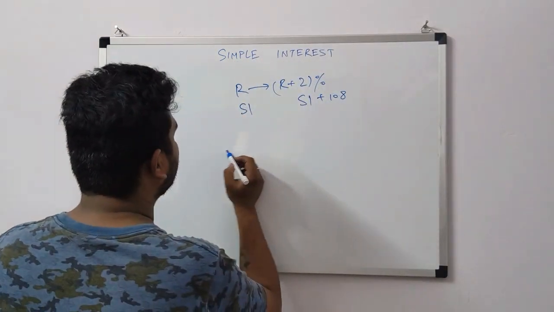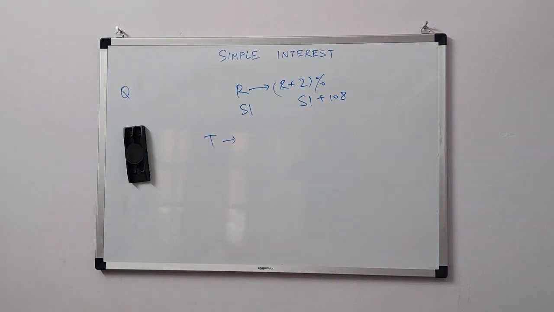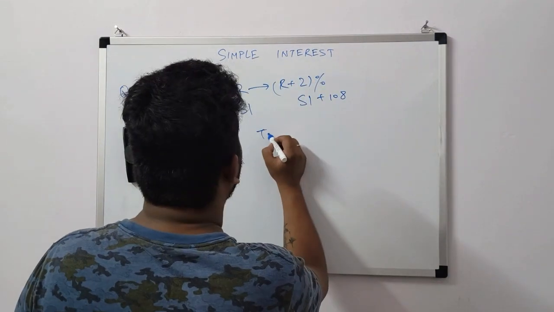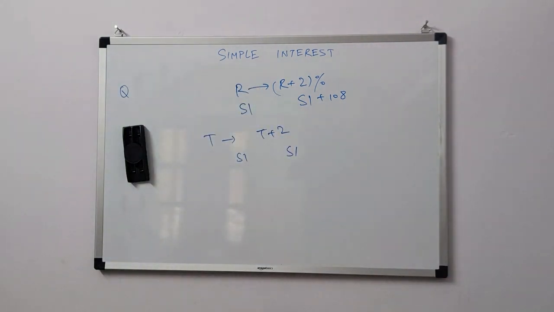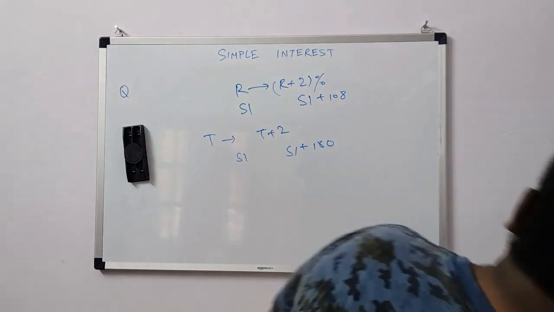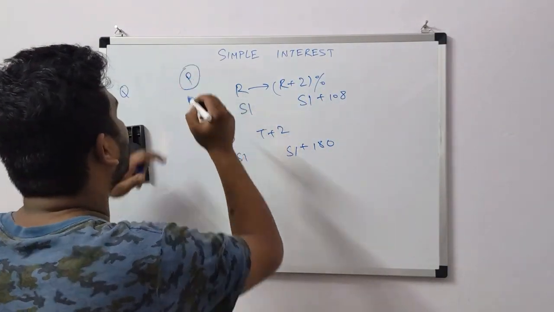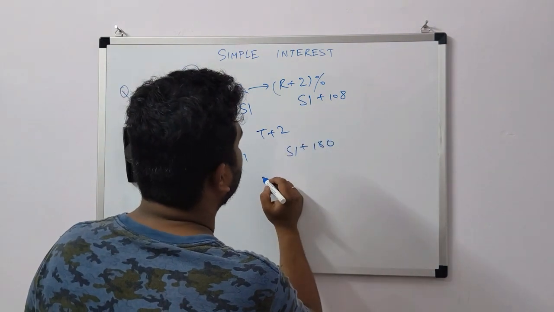So in another case, if the time is increased by 2 years, then simple interest, which was again SI, will become SI plus 180. Now what we need to find is the sum. You need to find the principal. Always keep an eye on what you need to find. So simple interest, let's try to solve it.